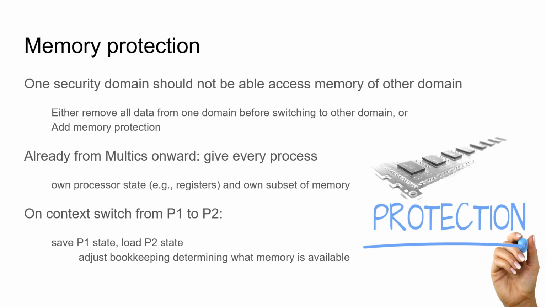Okay, and whenever we do a context switch from process 1 to process 2, we save the processor 1 state, load the processor 2 state, and then adjust the bookkeeping such that the access rights to memory that you shouldn't have access to are adjusted, and the memory areas that you should have access to are also adjusted.